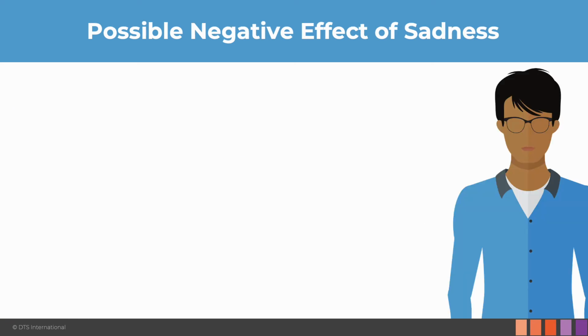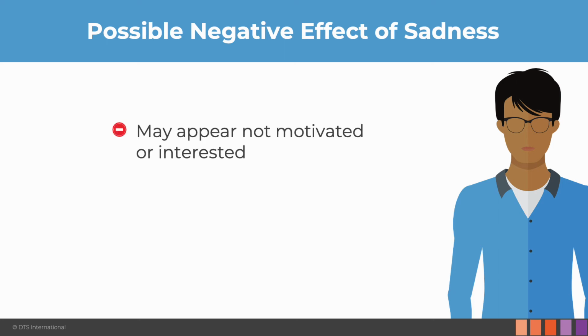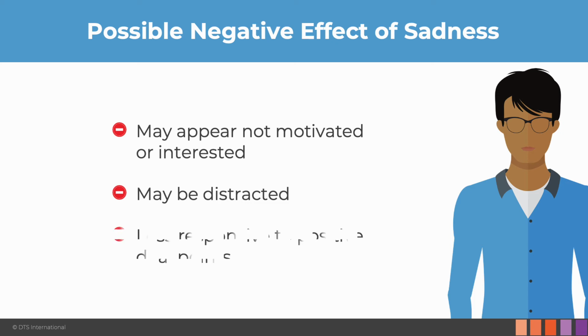Now, when we look at the possible negative effects of sadness, what we begin to realize is that we may appear to not be motivated by other people. Now, if we don't appear to be motivated, we may lose opportunities. We may lose the respect and the esteem of our peers. In addition, when we experience a lot of sadness, we can appear distracted. We lose our focus. We lose our attention. Our mind starts to drift.